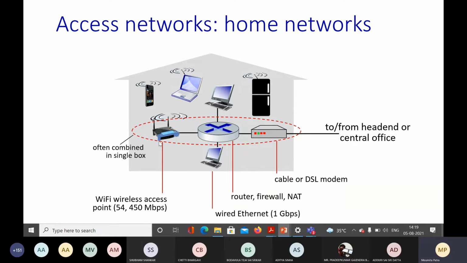But in order to reduce the amount of hardware that is required, these three are combined together in a single box, and in that case we call it a Wi-Fi router. That is what you generally buy from shops and then use at your house. So it basically contains these three things.